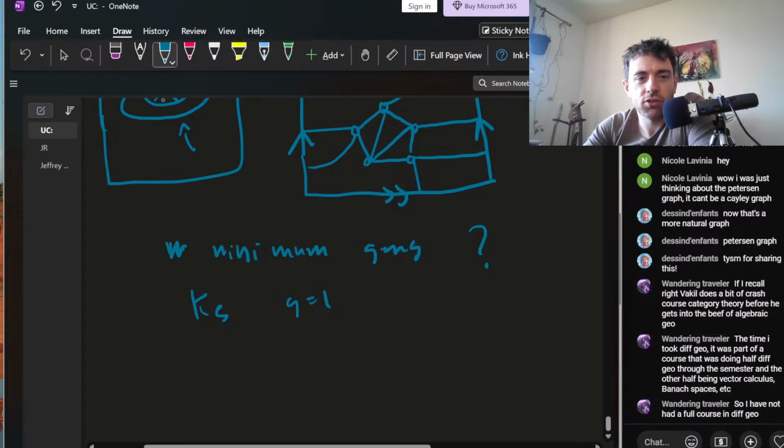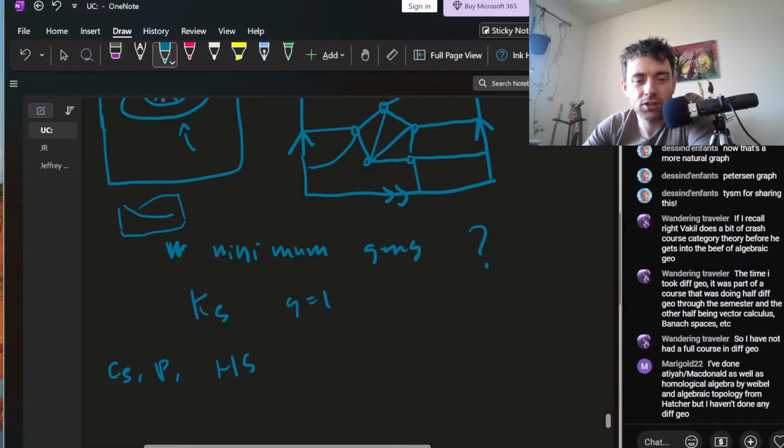You can also ask the same thing, but you could try and do it on a Mobius strip. So there's also a notion of unorientable genus. And it turns out, by the way, that the known Moore graphs are the 5-cycle, the Petersen graph, and the Hoffman-Singleton graph. And it turns out that the non-orientable genus of the Hoffman-Singleton graph is 57.